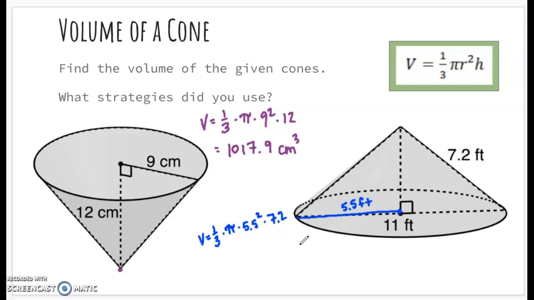I'm going to grab my calculator to get a little extra help. 5.5 squared is 30.25 times 7.2 is 217.8 divided by 3, 72.6 times pi, okay, which gives me a total volume of 228.1 feet cubed. All right, now you may notice I multiplied that in a random order. Remember that commutative property of multiplication allows us to multiply in any order we want as long as that's the only operation that's being done there. Okay?